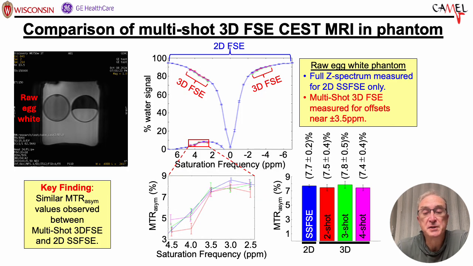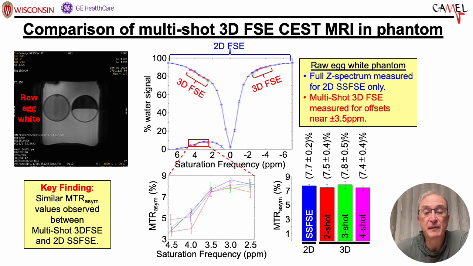We then compared multi-shot 3D FSE with 2D FSE in a phantom of a raw egg white. The raw egg white is in the left of the phantom image. Now we took a full Z spectrum or a CEST spectrum for the 2D fast spin echo, so all those data points are shown in blue in the graph in the center.